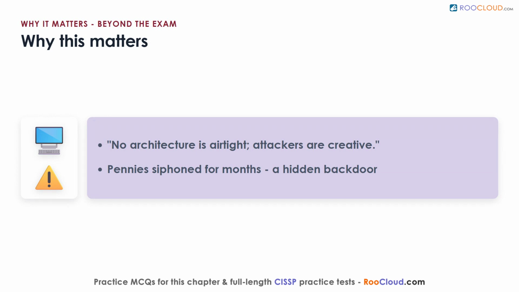Picture an accounting firm that trusts its systems completely and never watches for the quiet stuff. A rounding trick siphons pennies for months, and a hidden backdoor lets an insider stroll in at will. Knowing these flaw patterns is what lets you spot the subtle attack before it becomes a very public one.